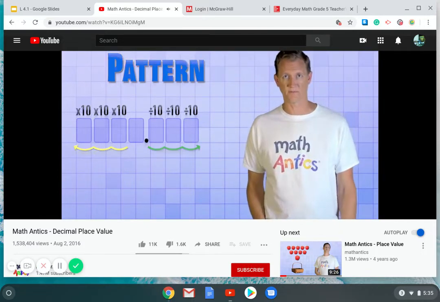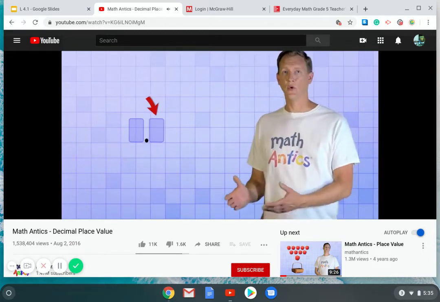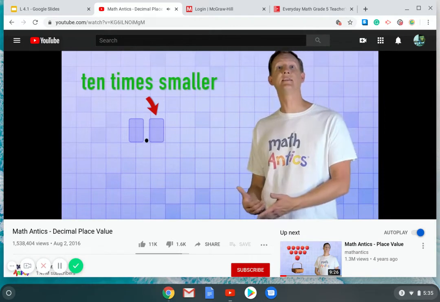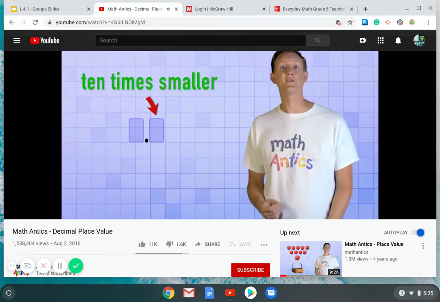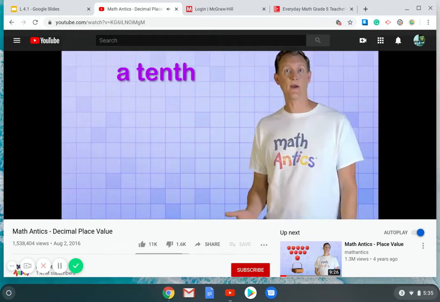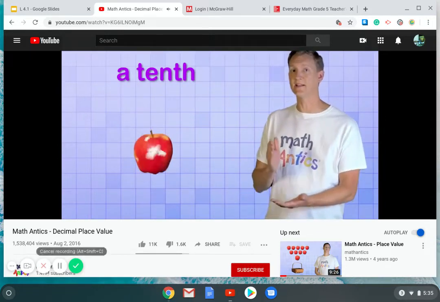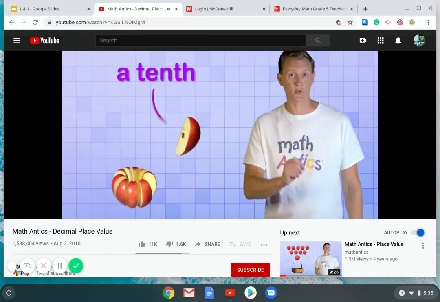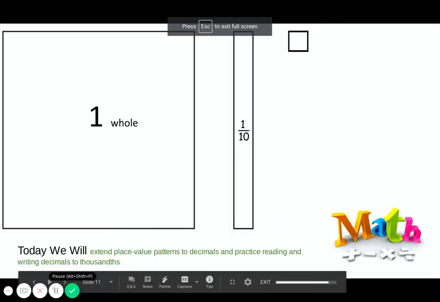Since the ones place counts by ones, the number place to the right of it should count by amounts that are 10 times smaller than 1. The amount that's 10 times smaller than 1 is called a tenth. It's the amount you get if you take one whole, like one whole apple, and divide it into 10 equal parts, keeping just one of them. 1/10 is what we call a fraction.